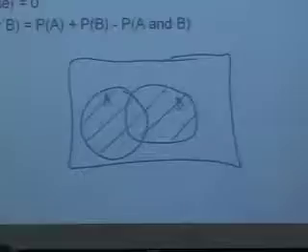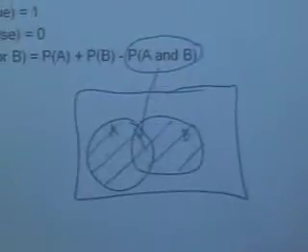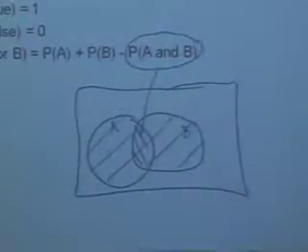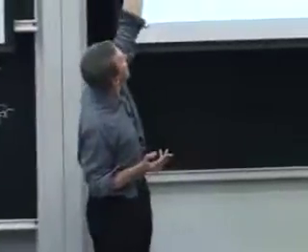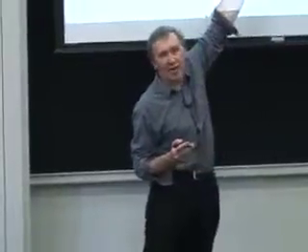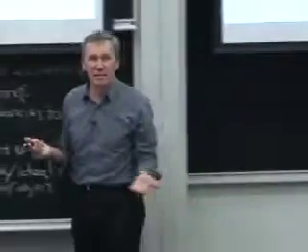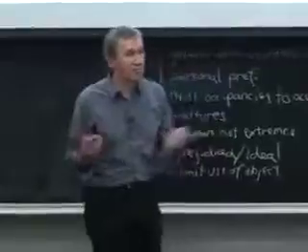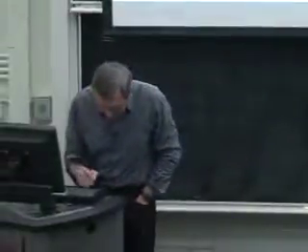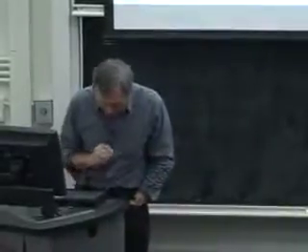Right? And what's the probability of A and B? That's this part. So this makes perfect sense, right? This is saying the probability of A or B is just the sum of these two areas, but oops, we double counted this thing in the middle, so we'll subtract that out. So these kinds of Venn diagrams make it easy sometimes to think about probabilities.